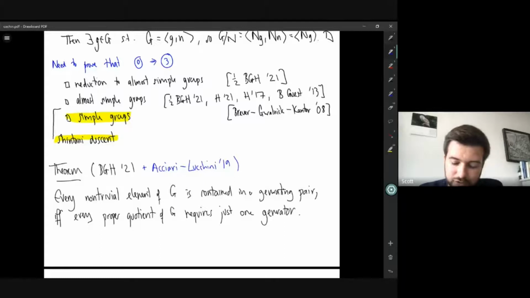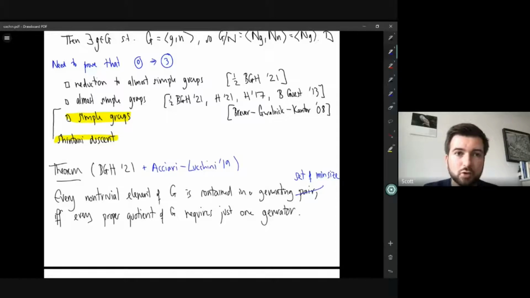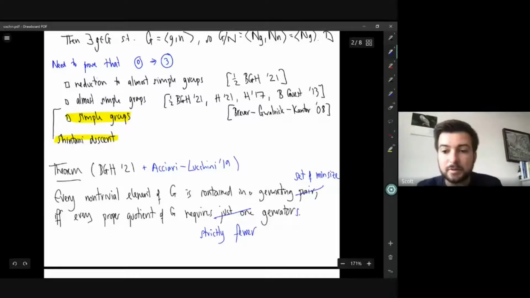Every non-trivial element of G is contained in a, let's say, generating set of minimal size, if and only if every proper quotient of G requires strictly fewer generators than the original group. So if you have a group whose minimal generating set has size 42, then every non-trivial element of the group is in fact contained in a generating set of size 42, if and only if every quotient of the group, that's not the whole group, requires at most 41 generators.